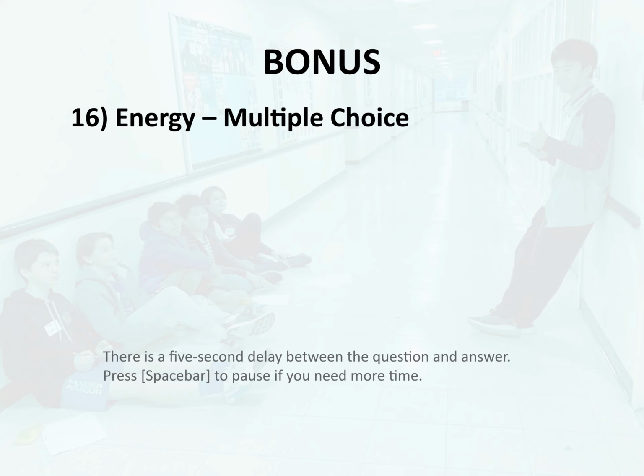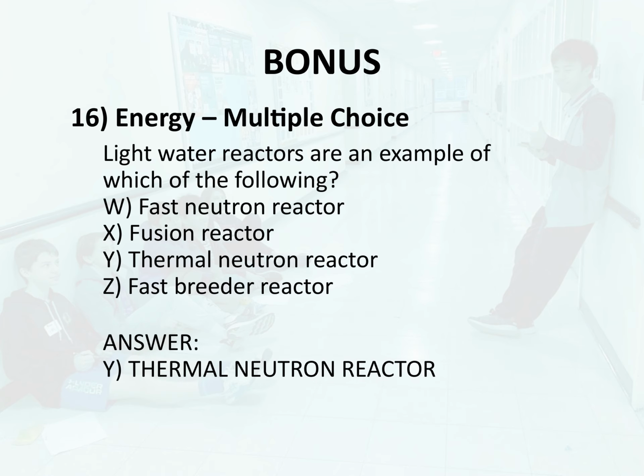Bonus 16. Energy, multiple choice. Light water reactors are an example of which of the following? W. Fast neutron reactor. X. Fusion reactor. Y. Thermal neutron reactor. Z. Fast breeder reactor. Answer: Y. Thermal neutron reactor.